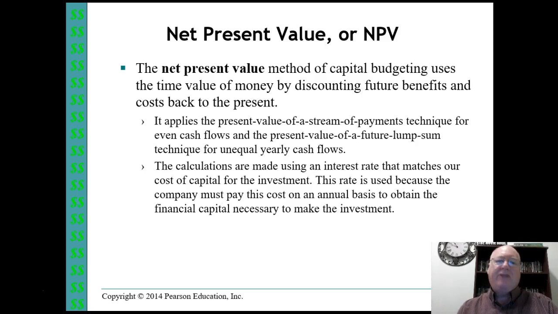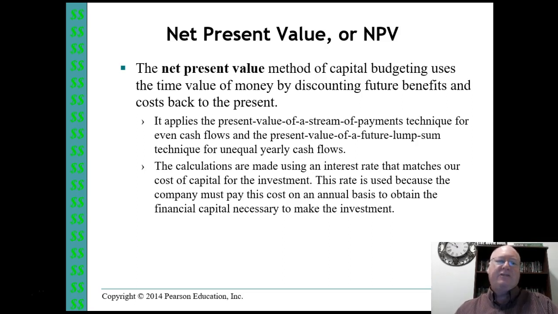It applies the present value of a stream of payments technique for cash flows that come in on an even basis, if you're assuming that the benefit is equal, and the present value of a future lump sum technique for unequal yearly cash flows. So again, what we've learned in the last couple chapters, chapters 8 and 9, about how to figure out the time value of money, you can apply those things to what you think the benefits are going to be, whether they're equal benefits or unequal benefits for those cash flow streams in the future.